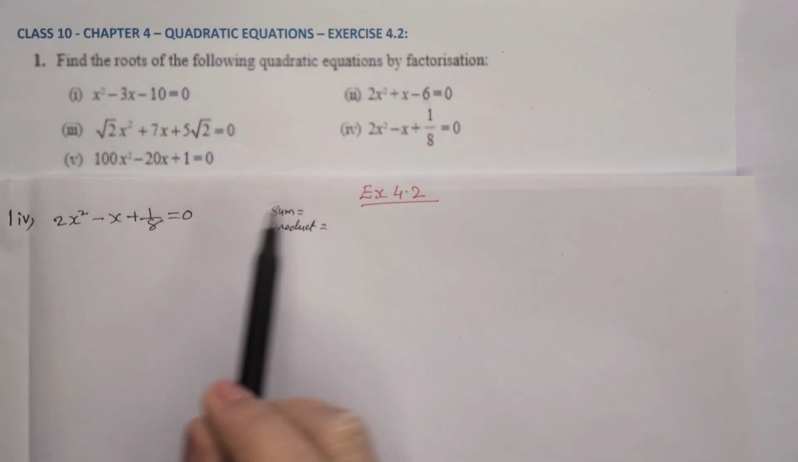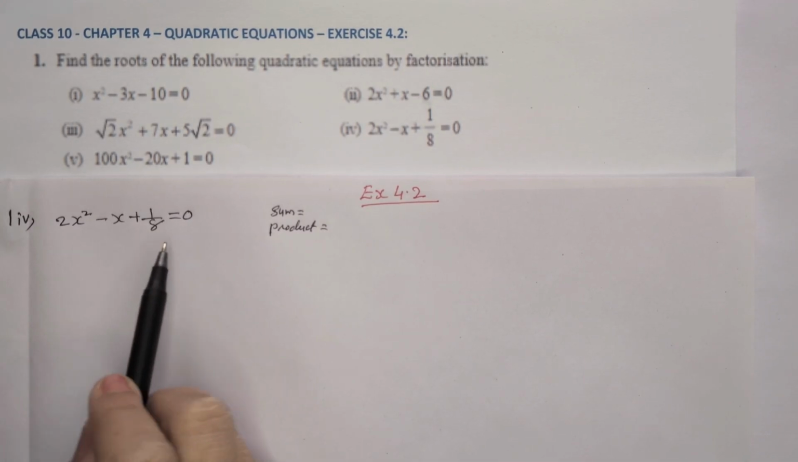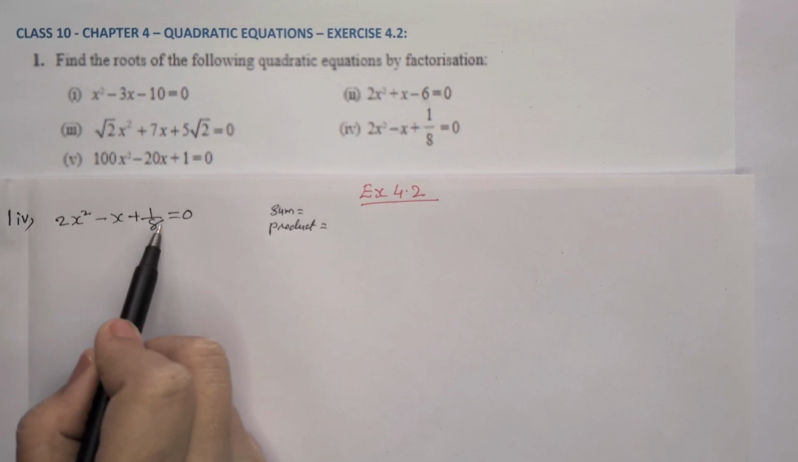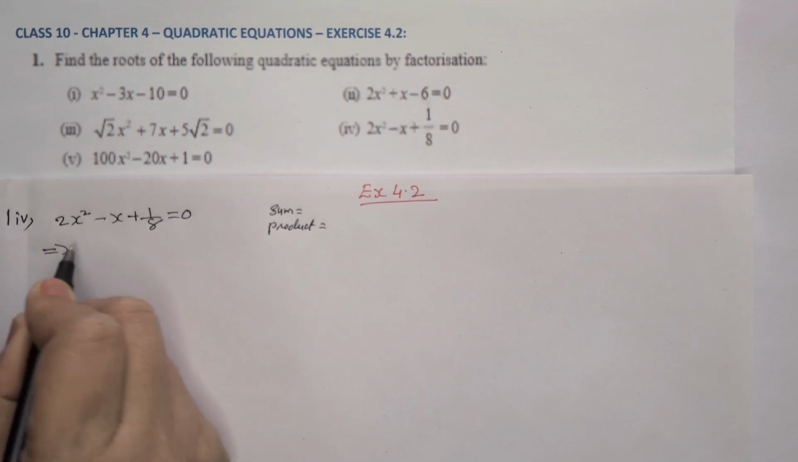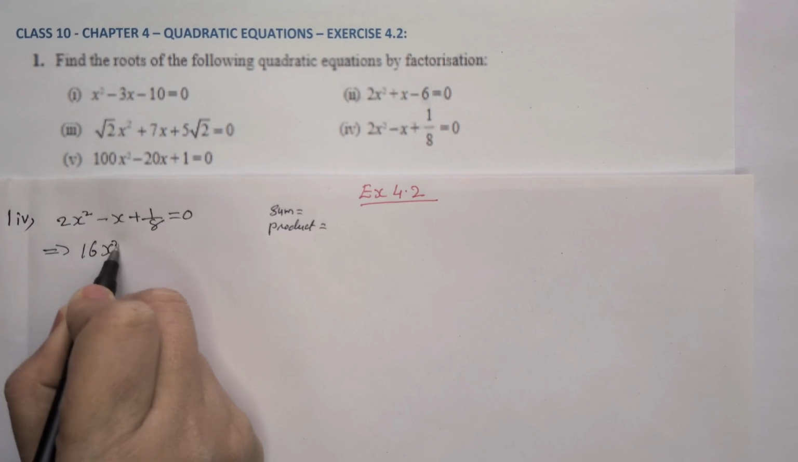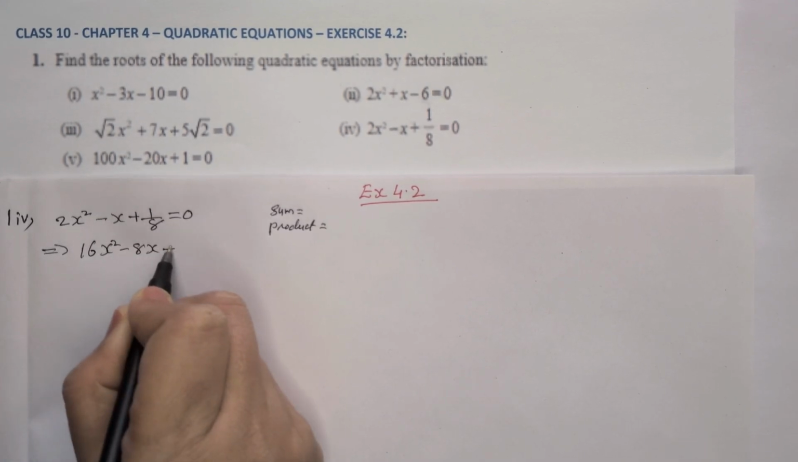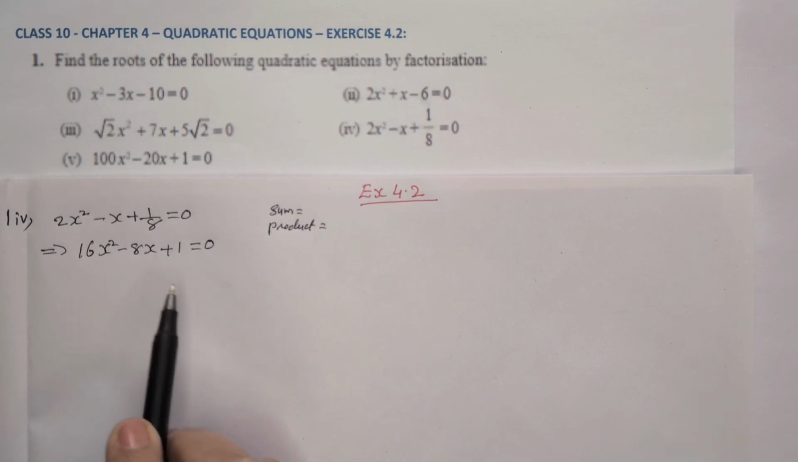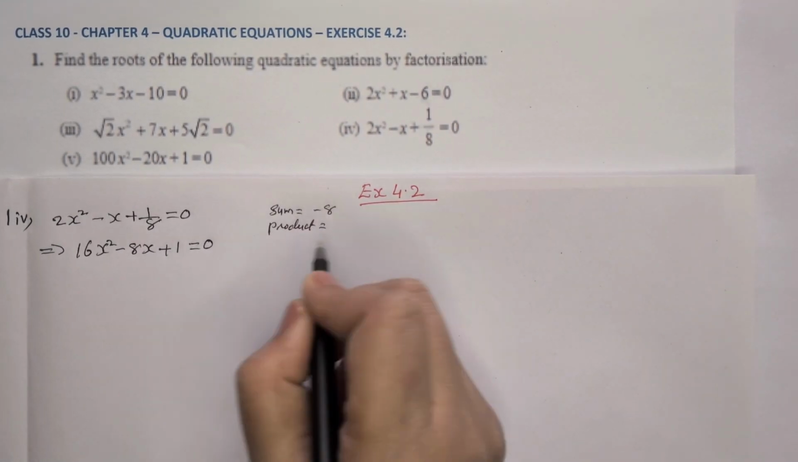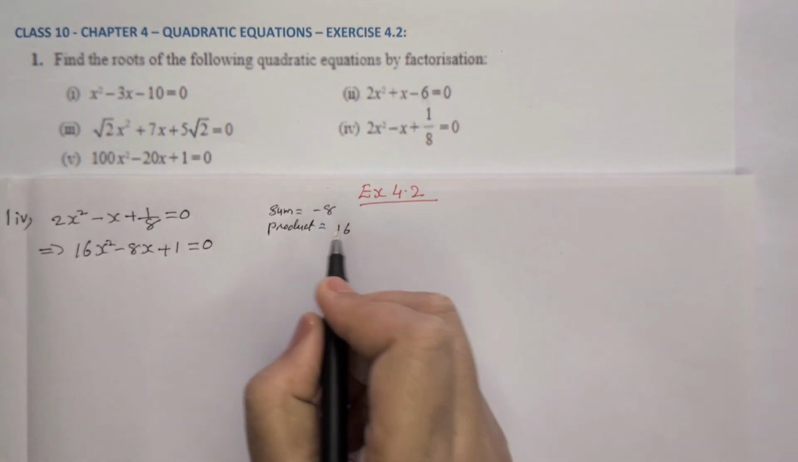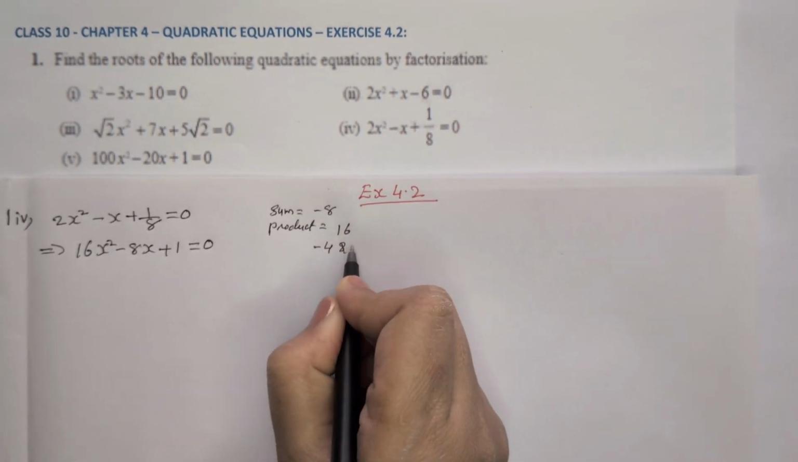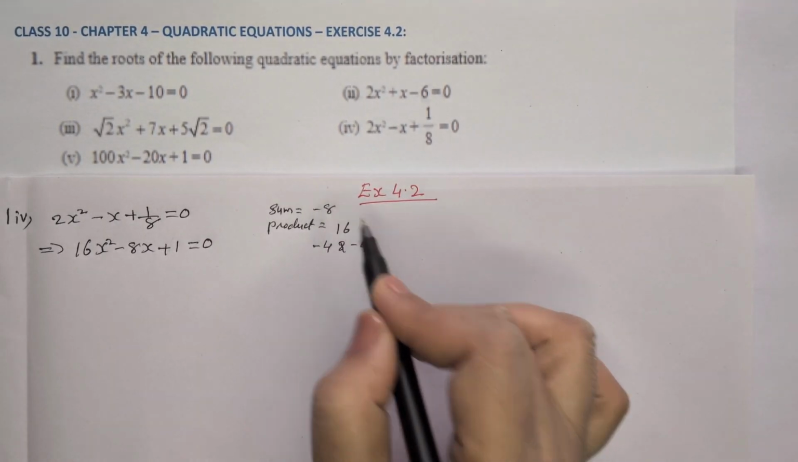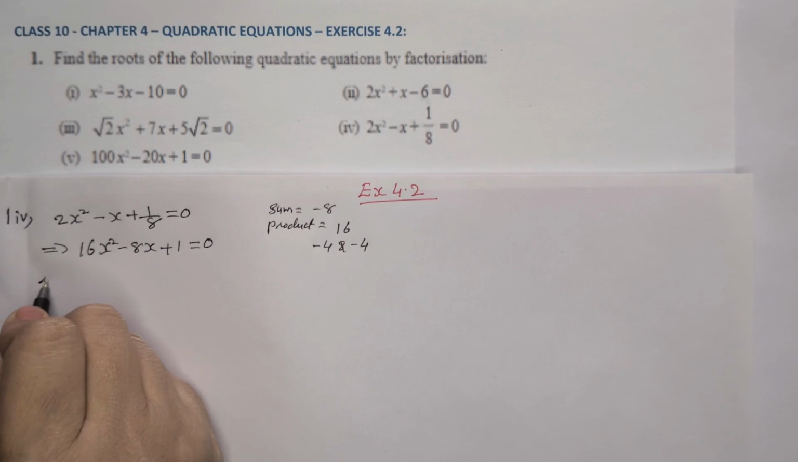Now the fourth one, 2x square minus x plus 1 by 8 is equal to 0. To avoid this fraction, just multiply throughout with 8, which implies 16x square minus 8x plus 1 is equal to 0. Then from here, sum is minus 8, product is 16. So we know the numbers are minus 4 and minus 4. Minus 4 into minus 4 is 16, and when we are adding, minus 8. So we can rewrite.